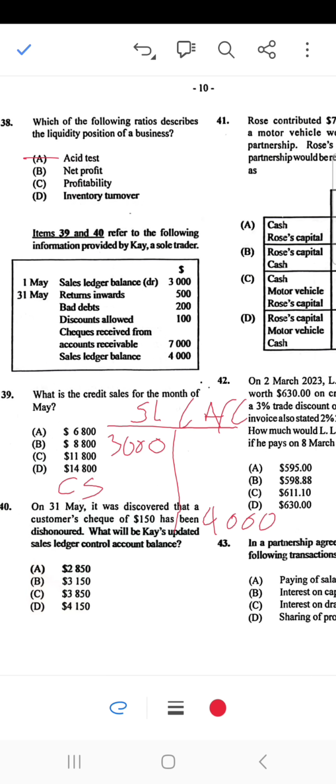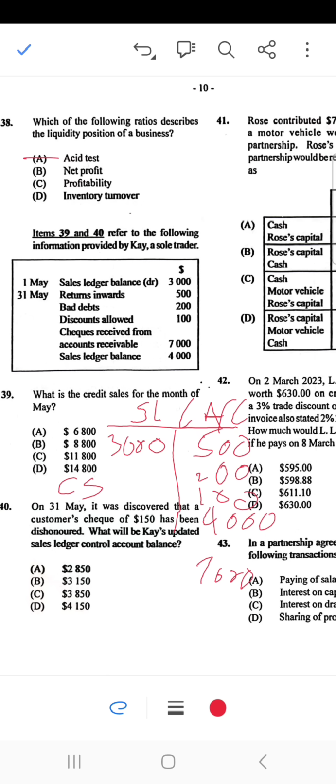Return inwards. If people return goods to us, they no longer owe for those goods, so it's decreasing, so we're going to credit that $500. Bad debts. If we're writing them off as a bad debt, we are not expecting that money anymore, so it's decreasing how much they owe us, we're going to credit that $200. Discount allowed. If we give them a discount, they no longer owe us for that discount, so we're going to credit it $100. Cheque payments received from accounts receivable. If they pay us what they owe us, they no longer owe us that money, so that's also going to be credited.